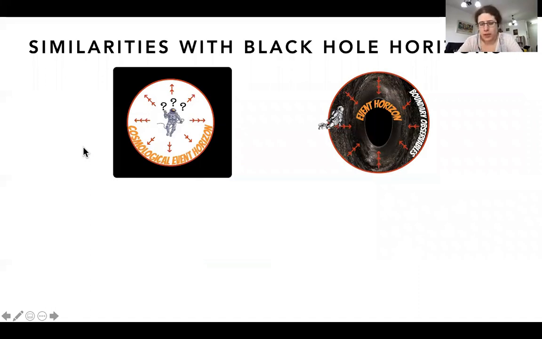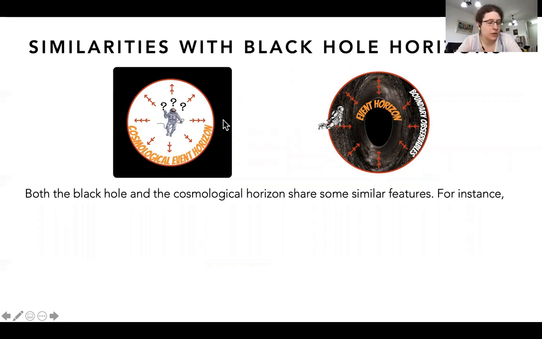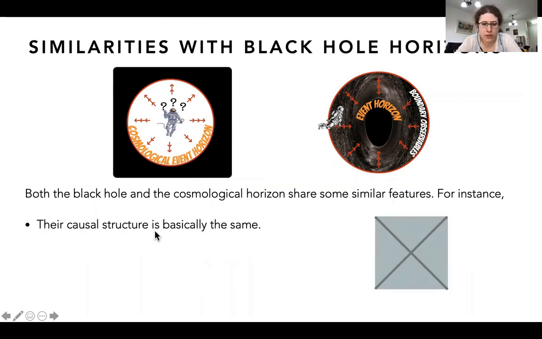So let's make a comparison, just to keep in mind some similar and some different properties between black hole horizons and cosmological horizons. So first, the similarities. Both, as we said, black holes and cosmological horizons share some similar features. For example, they have a similar causal structure in the sense that light cannot escape from within the horizon, etc.